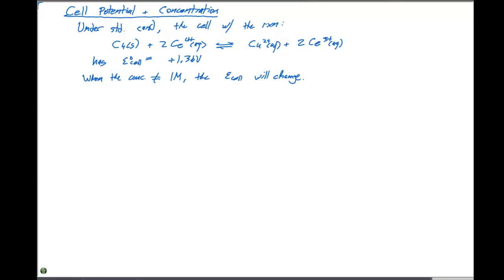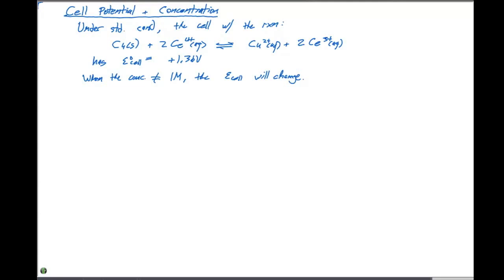If we were performing this in a lab, we would set these concentrations equal to 1 molar. And then what happens if you dilute one of the compartments? That cell potential is going to change. And the question is, how is it going to change, and how can we look at this equilibrium expression to see which way we would predict a shift in that equilibrium?